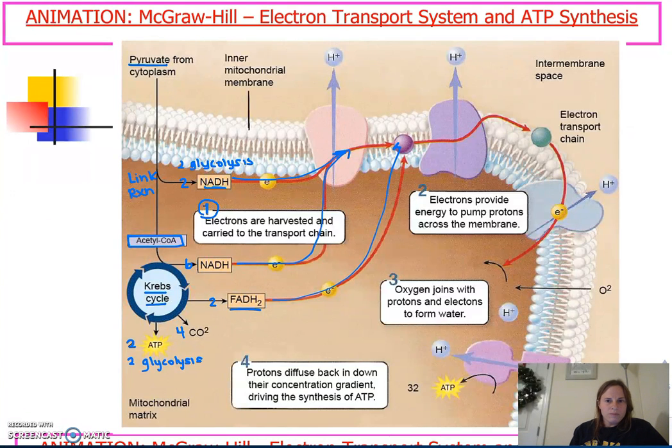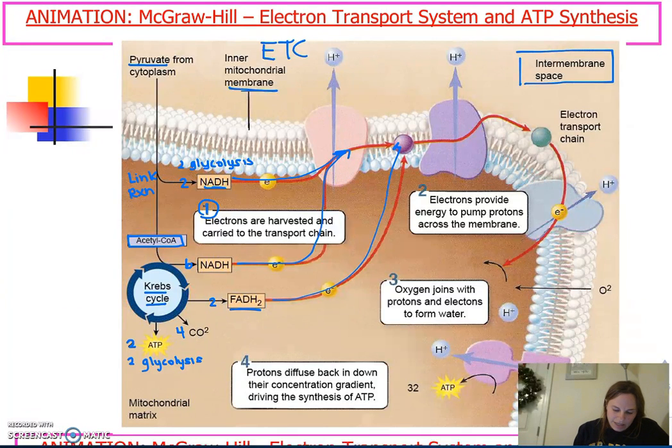So now before we move on with the ETC, let's just take a minute to realize where we are as far as the mitochondria goes. So the ETC is going to actually take place on the inner mitochondrial membrane. Here is our inner membrane space, and here is our mitochondrial matrix where the Krebs cycle and the link reaction took place. So now let's continue on with the ETC.